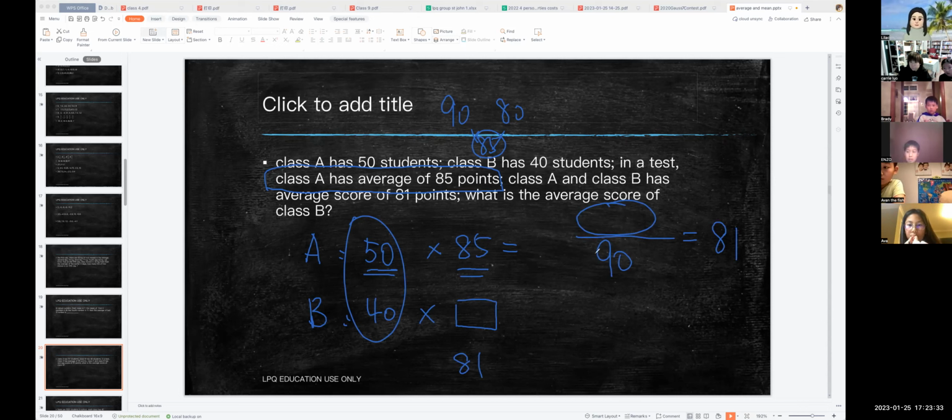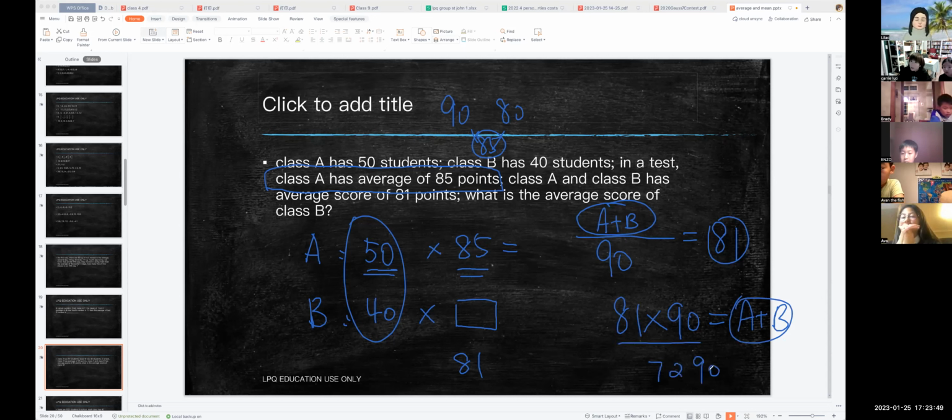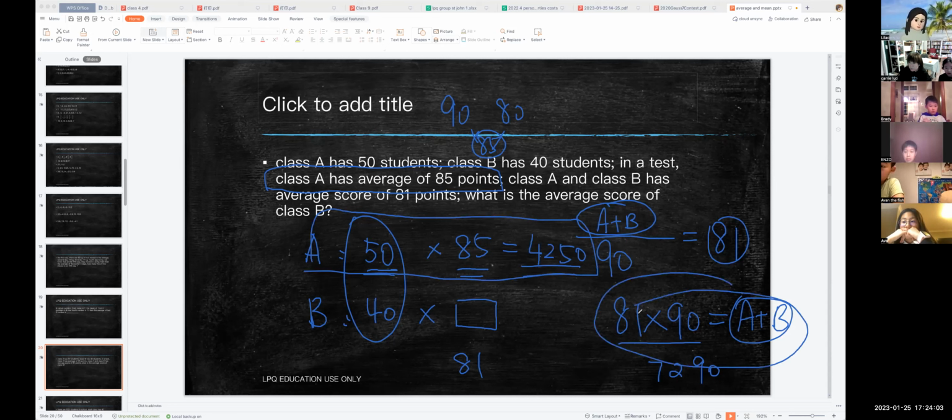Okay, so we know what? The 81 times 90 equals class A students and class B students all together 考了多少分？对不对？Understand? Okay, so 50 times 85 equals 4250. That means A 班的小朋友一共考了4250分，那 A 班和 B 班一共考了7290分。那有没有人告诉我 B 班的小朋友 class B has how many points?